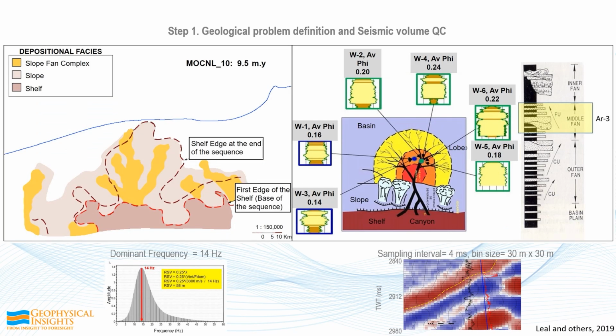Okay, on this picture we see an overview of the geologic problem. We're looking at a slope fan complex as well as reservoir sands within the slope. And up here is the shelfal part of the play. All of the wells were drilled down here off of the shelf, so either on the slope or down in the basin.